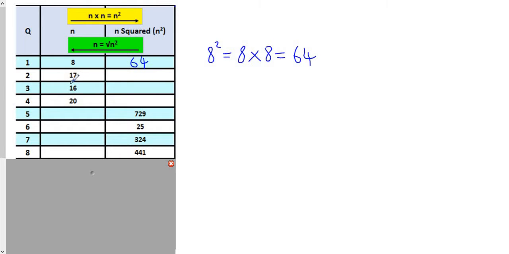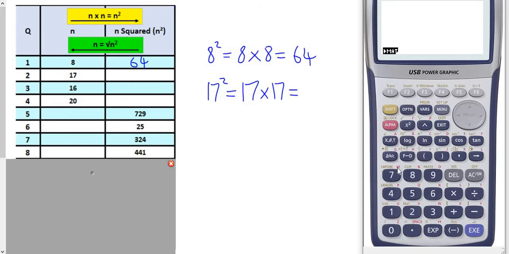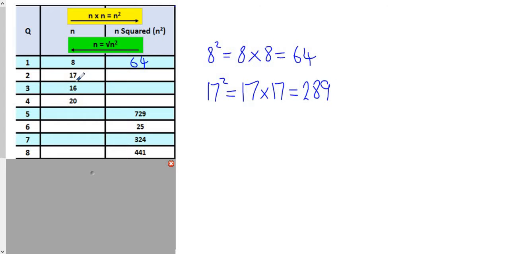Now 17 may be unfamiliar to you for squaring. So 17 squared is equal to 17 times 17. And if you require a calculator at this stage, that's fine. Get your calculator, type in 17, use your squared button, press equals, so the square for that is 289. 289 goes in the table, so 17 squared, 289. Then you'll do the following for numbers like 16, 20.